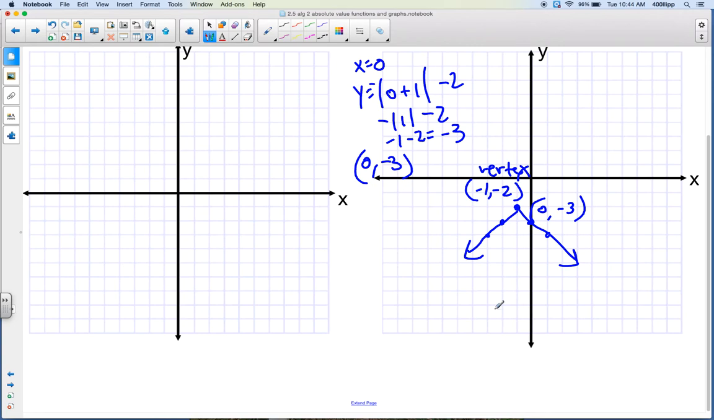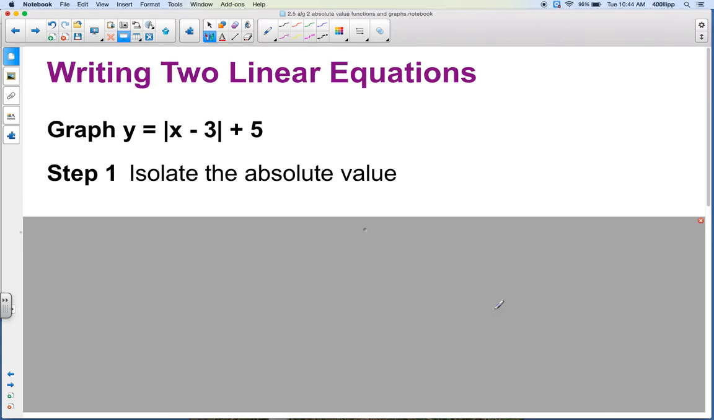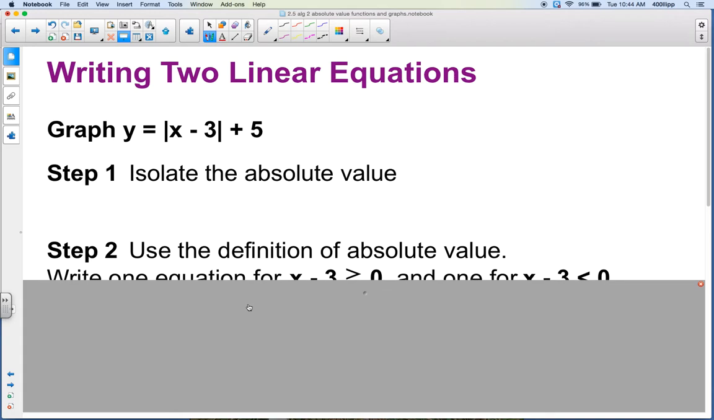Awesome. Moving on. Writing two linear equations. So this is another way to do this. It does take a little bit longer, but it's a good process to go over and understand why, when we have absolute value functions, we get that V shape. So here's what happens. We're going to first isolate the absolute value, this guy here. Okay, so we'll do that.